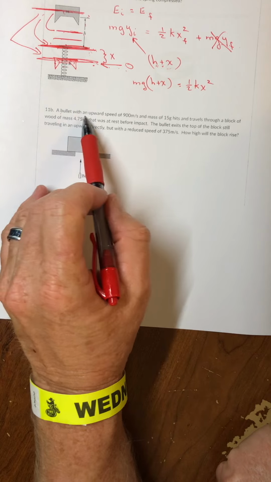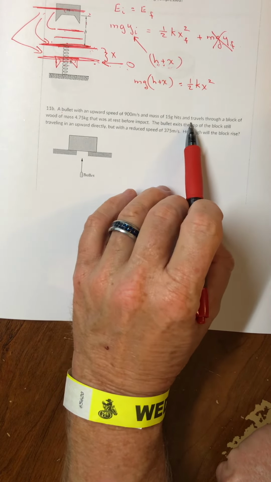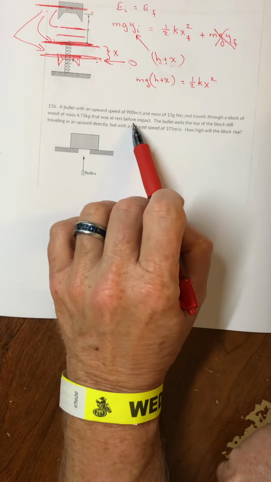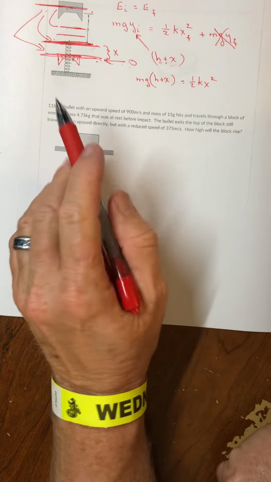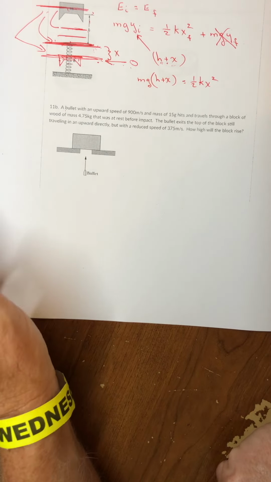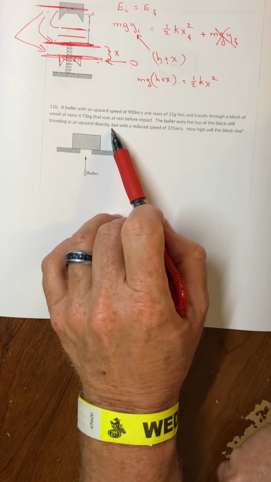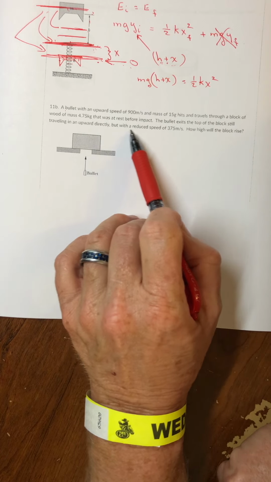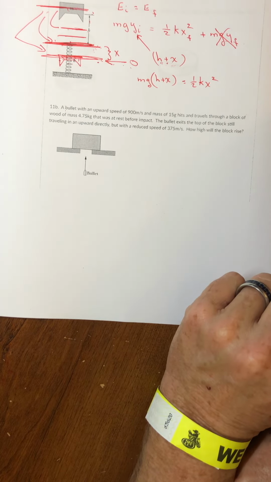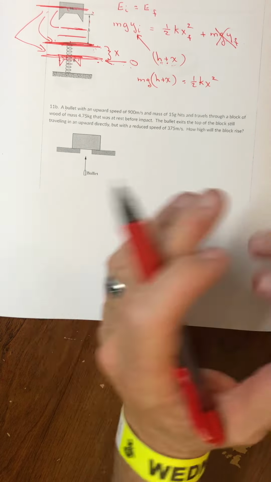So here is a bullet with an upward speed of 900 meters per second. It has a mass of 15 grams. It hits and travels through a block. Here's the mass of the block, and that was initially at rest. So notice they gave me their speeds and their masses, so I know their energies as well as their momentums. The bullet exits the top of the block, still traveling upward, but with a reduced speed. How high would it go? Now, maybe at first you're not really sure if I should do this with energy or momentum.